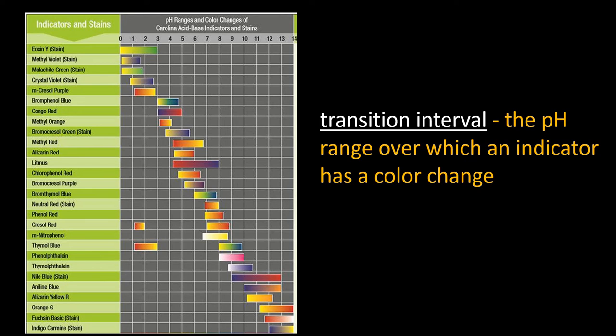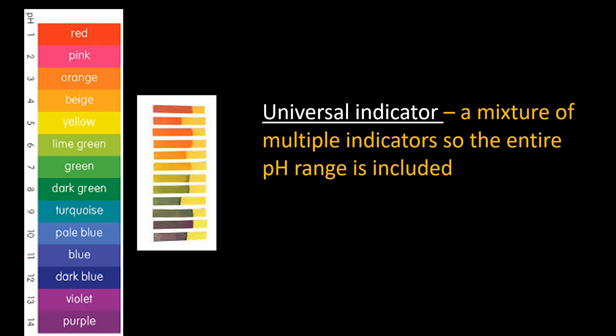Okay, so somebody came along and they created what is called a universal indicator. And this is actually a mixture of different indicators, so you get the whole pH range. I don't know about you, but I'm very glad that somebody figured out this process. Now, you can see you have this basic range from pH of 1 to 14. Remember, there's not usually a 0. And this is what it looks like. These are the universal indicator papers.